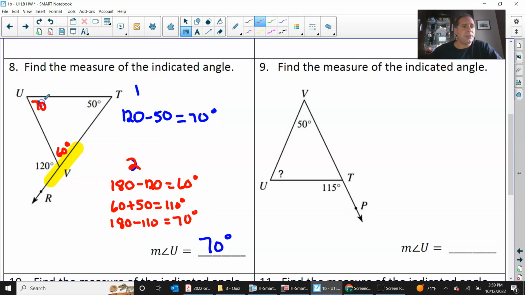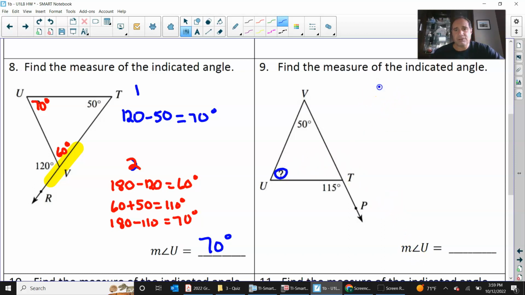It took me a little bit longer, but it doesn't matter. You have the answer. You figured it out. Whichever method you want to do is fine, and we can just roll with it from there. So same thing right here. We're going to find the measure of the indicated angle. This is the indicated angle that they want you to find, and they want the measure of angle U.